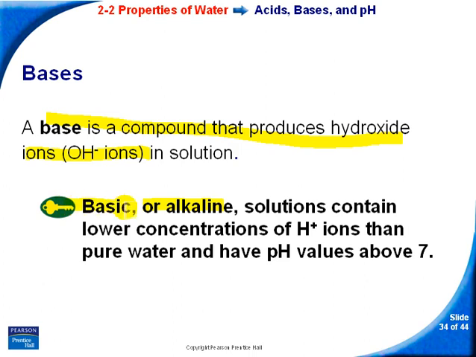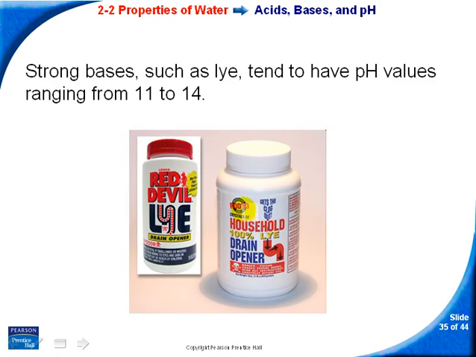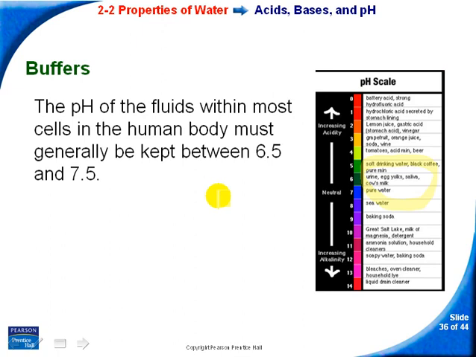A base is a compound that has hydroxide ions in a solution, and we sometimes call them alkaline also. So you have to remember those words, basic and alkaline. And once again, this is a review, they have lower concentrations of hydrogen ions, and they have pH values above 7. One strong base is called lye, and these are both products with lye, and you can see they're both drain openers. They have very high pH values, between 11 and 14.